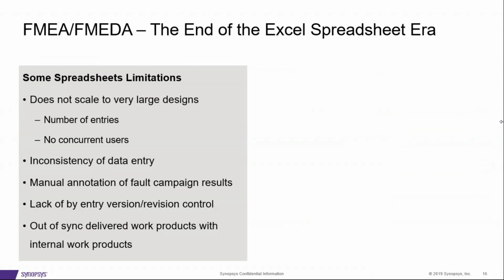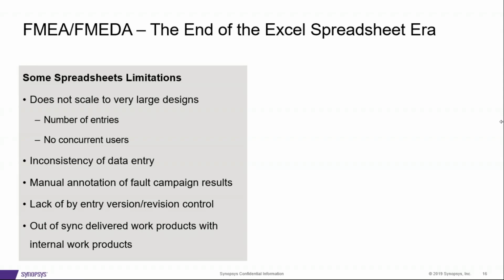Okay, so as I said, FMEA and FMEDA have typically been captured in an Excel spreadsheet. Synopsys and EDA disrupted this functional safety flow. We're building products, so no more spreadsheets. I'd like you to think the same as me and agree that spreadsheets have always got limitations. They don't scale to very large designs, so large teams, they all have a format. People have to agree on that format. There's a number of entries. There's a lot of users that want to modify them. It's difficult to keep them under revision control, and so on.